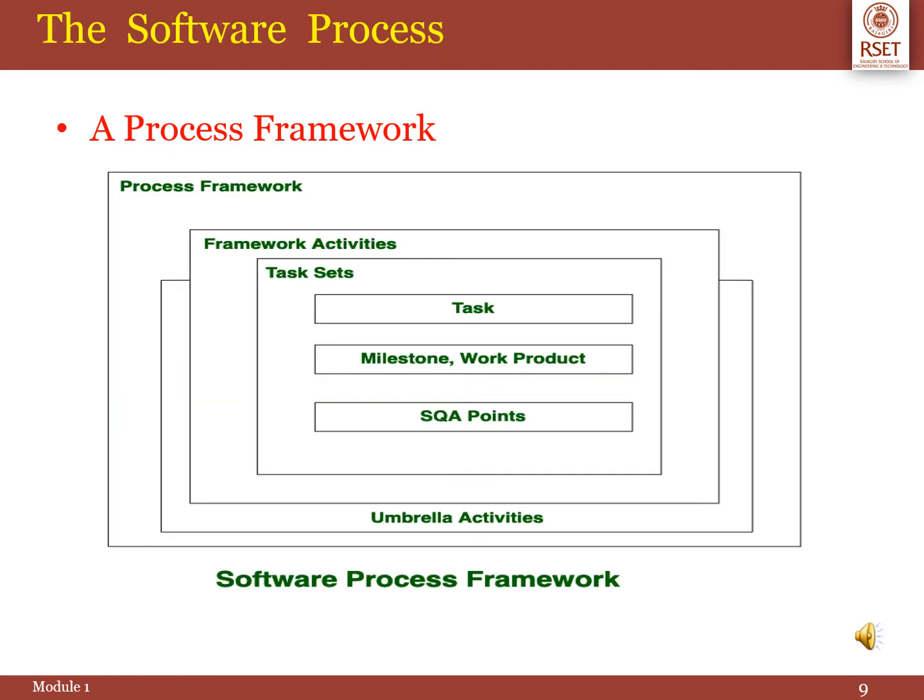The software process. A process is a collection of activities, actions, and tasks that are performed when some work product is to be created. This figure shows a process framework. A process framework establishes the foundation for a complete software engineering process by identifying a small number of framework activities. These framework activities have a set of umbrella activities that are applicable across the entire software process. We will see the further details of the process framework in the coming slides.